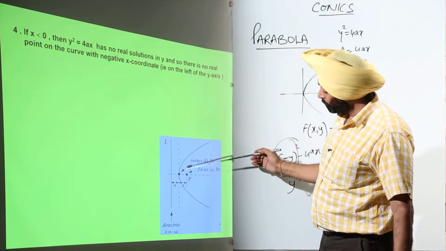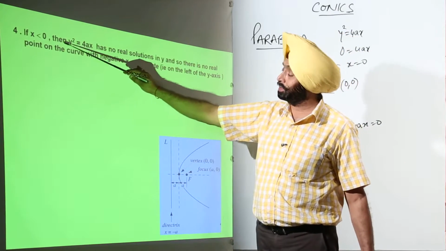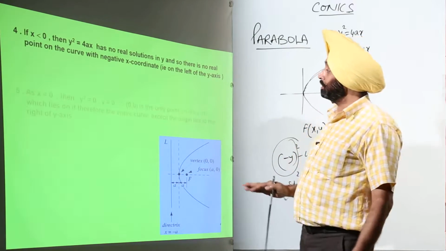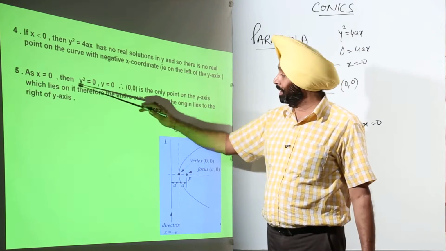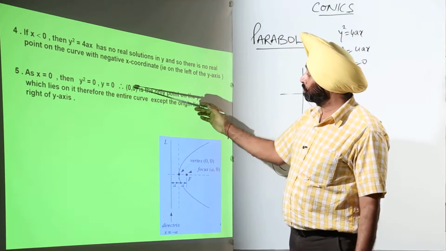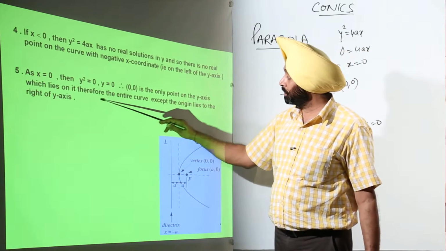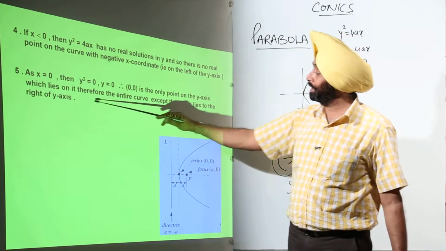So it means only (0, 0) is there, one point, and if we put x less than 0, it has no meaning. Now as x is equal to 0, we have already discussed this. When x is equal to 0, y will be 0. When y is 0, x will be 0. So (0, 0) is the only point which lies on the y axis. Therefore the entire curve except the origin lies to the right of the y axis.